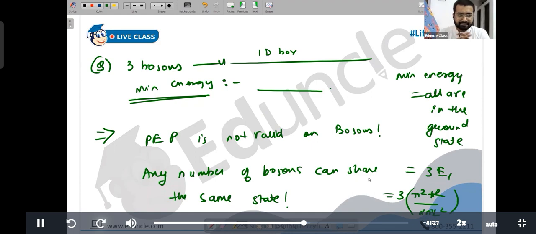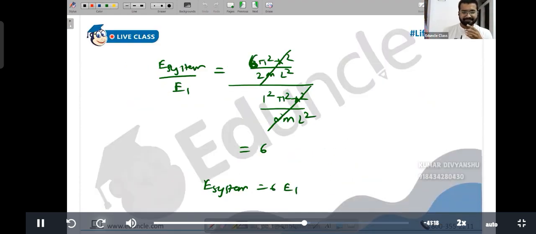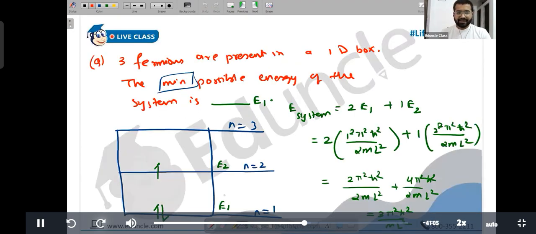Clear people? Yes, sir. Sir, can you show the previous slide? Sure. Sir, in this the 2 E1, so 2 will not be multiplied in it? No. This is in terms of energy E1. You're not calculating the total E1, this is just in terms of E1. E1 is this. Have a look. We are only approaching E1, so only 1 pi square. Okay, sir.